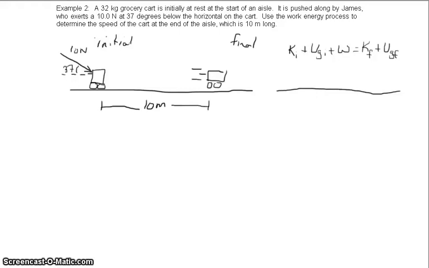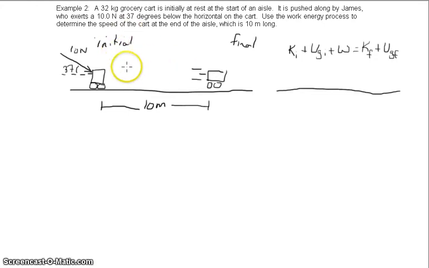Alright, this is example 2 for conservation of energy problems. A 32 kilogram grocery cart is initially at rest at the start of an aisle. It's pushed by James, who exerts a 10 Newton force 37 degrees below the horizontal on the cart. Use the work energy process to determine the speed of the cart at the end of the aisle, which is 10 meters long.